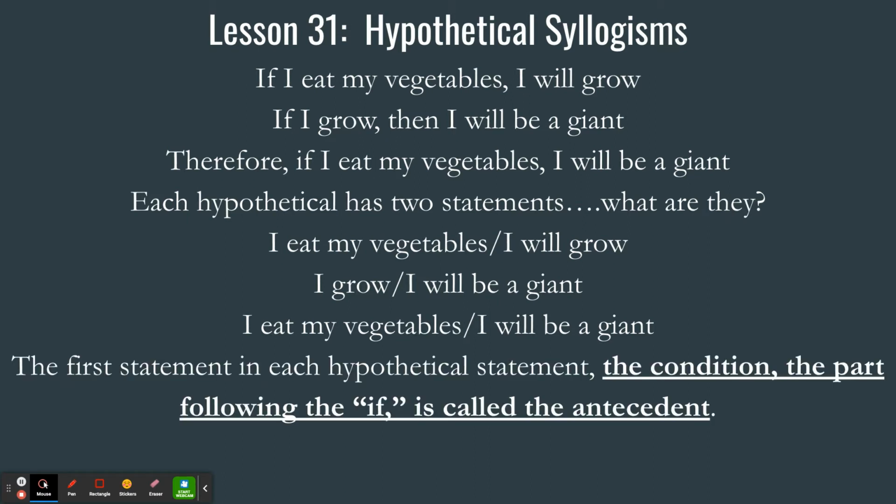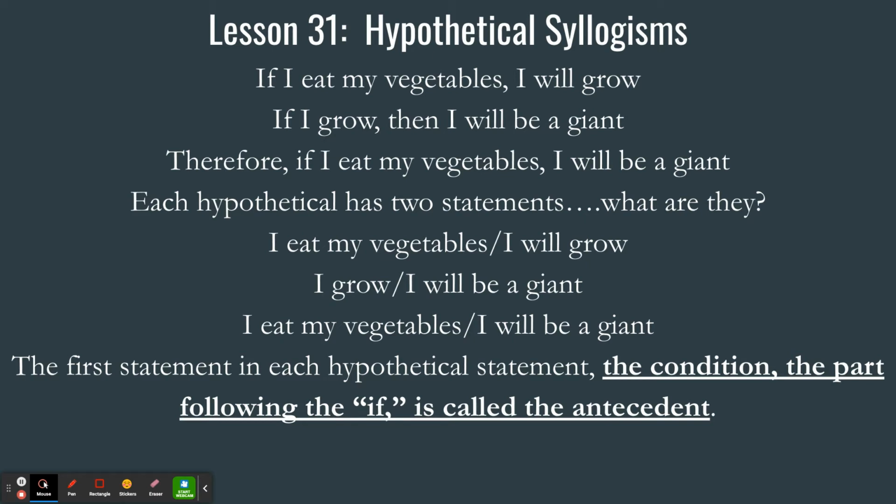So the first statement in each hypothetical statement, the condition, the part following the if, is called the antecedent. So I eat my vegetables is the antecedent. I grow is the antecedent. I eat my vegetables is the antecedent. So when you see an if P then Q or if Q then R, the thing that comes right after the if, the first statement, is what we call the antecedent. It's very important that you remember that. The antecedent is the first statement immediately following the if.